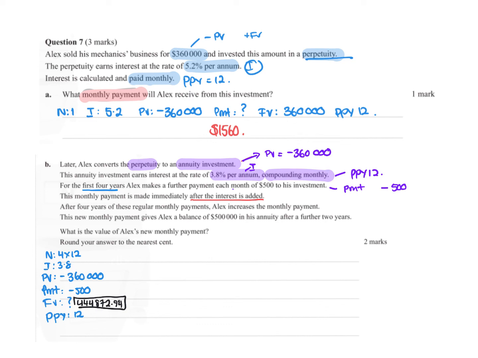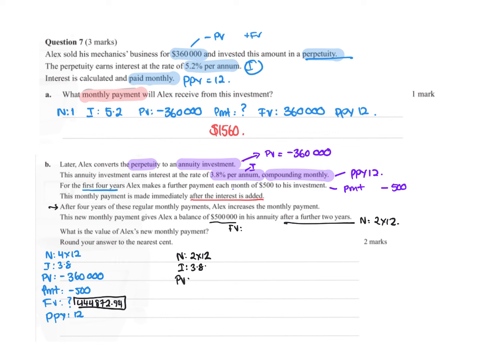So now we're going to go into the next scenario. So after these 4 years, Alex increases his monthly payment. The new monthly payment gives a balance of 500,000 in his annuity after a further 2 years. So we're now going to, we've got a final value for another 2 years. So we would say 2 times 12. But what we're going to do is pretend we're starting again. So we've got N, and we're going to use 2 times 12. The interest rate didn't change, it's 3.8.